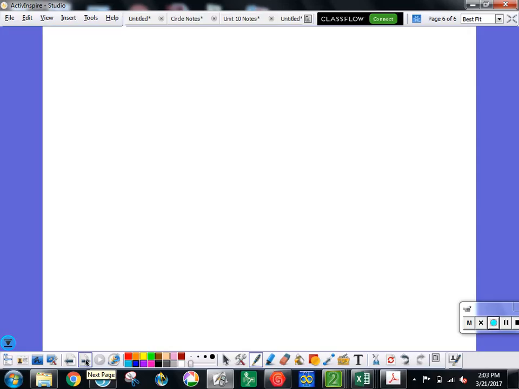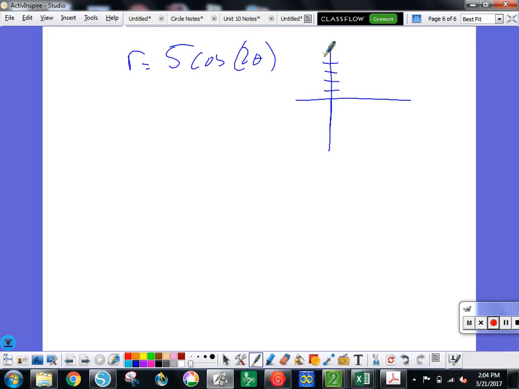5 cosine of 2 theta. Okay. R equals 5 cosine of 2 theta. Notice, ladies and gentlemen, we no longer just have a regular theta this time, do we? We have a 2 theta. So what does that do to our graph? Notice, once again, our midline is going to be at 0. 1, 2, 3, 4, 5 is my high. 1, 2, 3, 4, 5 is my low, negative 5. Correct?